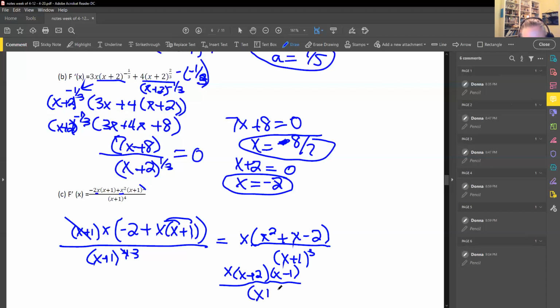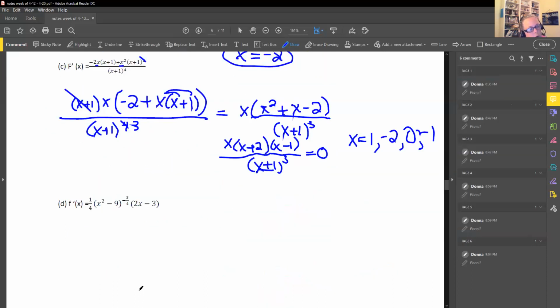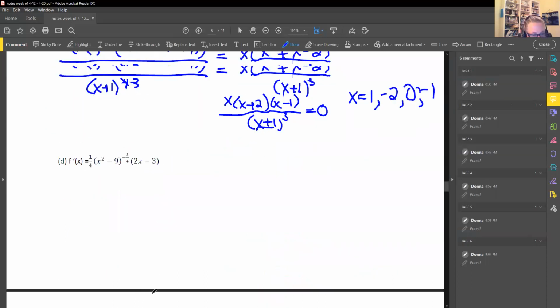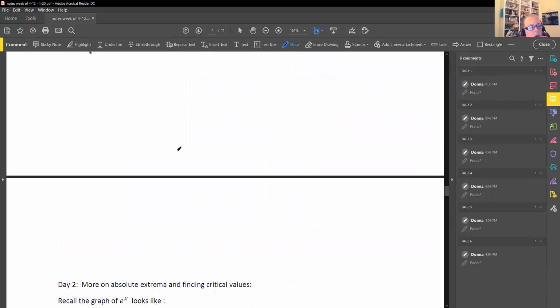So there's a bunch of critical values here. So the top equals 0 at 1, -2, and 0. The bottom equals 0 at -1. So those would all be critical values that would need to be tested for absolute extrema. Okay, we'll do one more of these and then we're going to end this video.